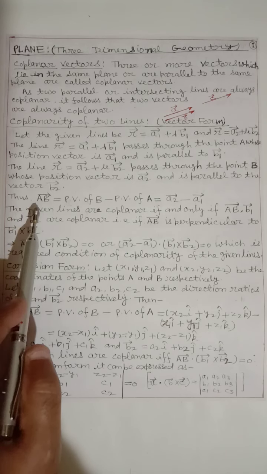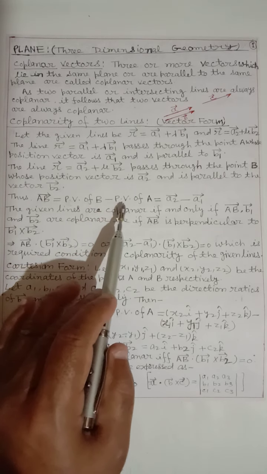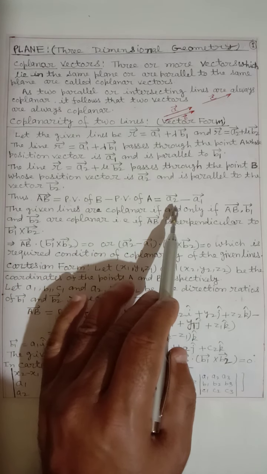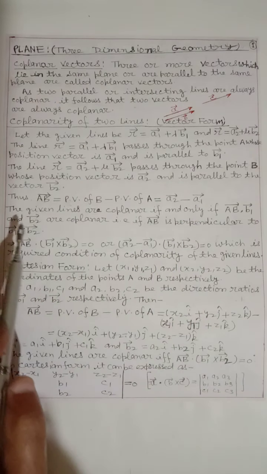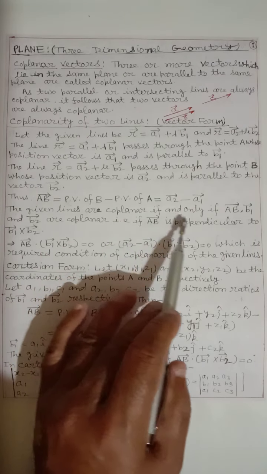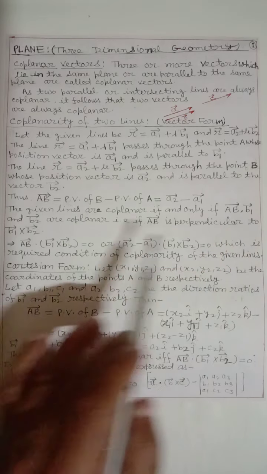Thus, vector AB equal to position vector of B minus position vector of A, and this is equal to vector a2 minus vector a1. Dear students, the given lines are coplanar if and only if vector AB, vector b1 and vector b2 are coplanar.